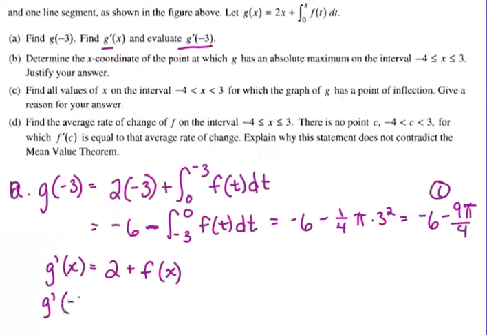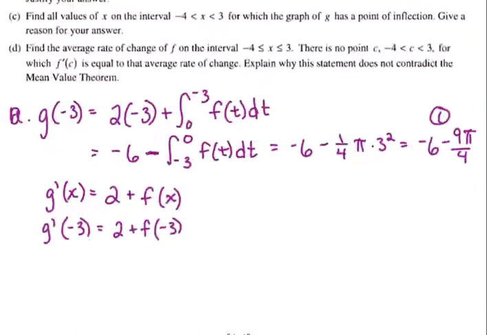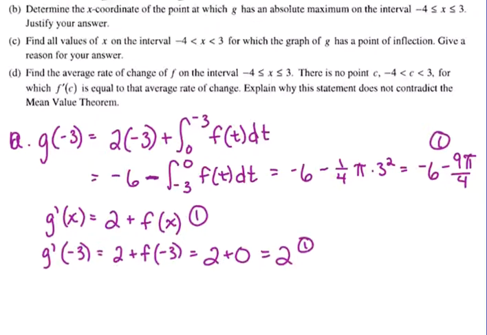So then it says evaluate g prime of -3, so that would be 2 plus f of -3. F of -3 comes from the graph. F of -3 is 0. So that's 2 plus 0, which is 2. So as I mentioned, you're going to get a point for g prime of x is equal to 2 plus f of x. Don't just skip that and go straight to g prime of -3. You have to have that on your paper. And then you get 1 point for that answer of 2 for g prime of -3.